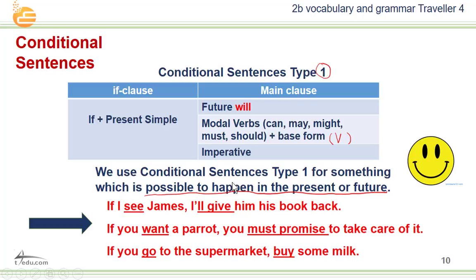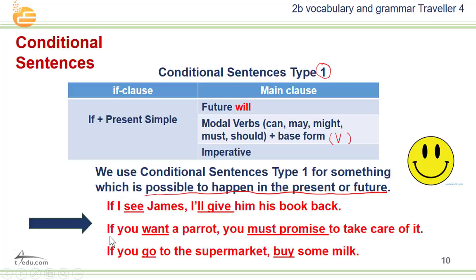Again, we use conditional sentences type 1 for something which is possible to happen in the present or future. Examples. Example of the first form here. If I see James, I will, but the short form of will is apostrophe double L, I'll give him his book back. If I see James, I'll give him his book back. If present simple, will.